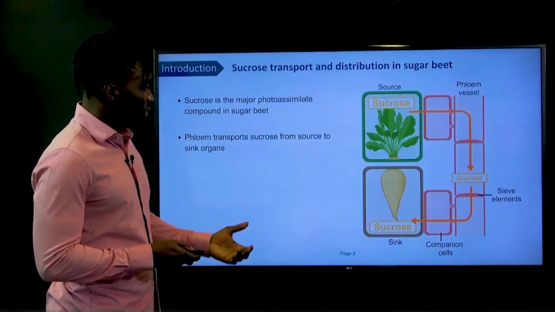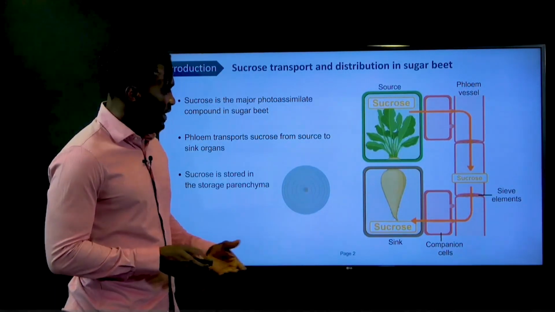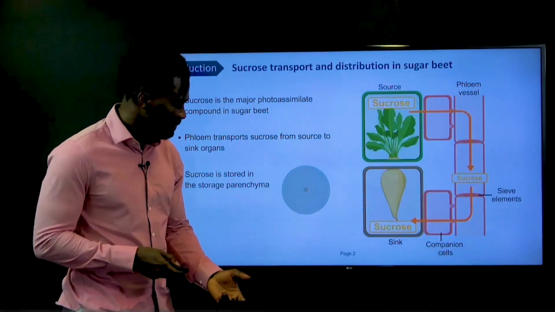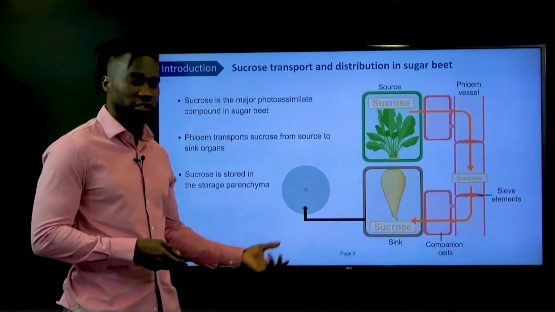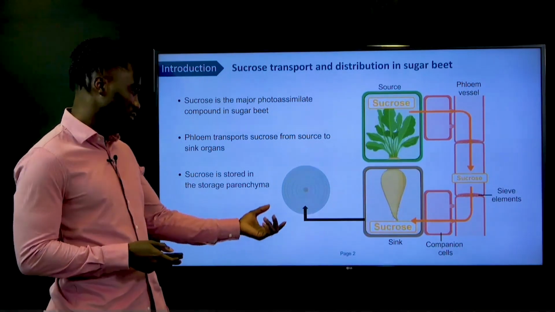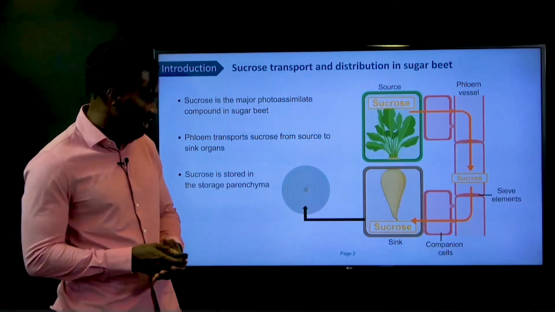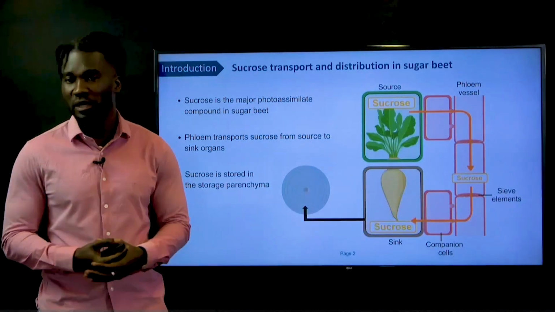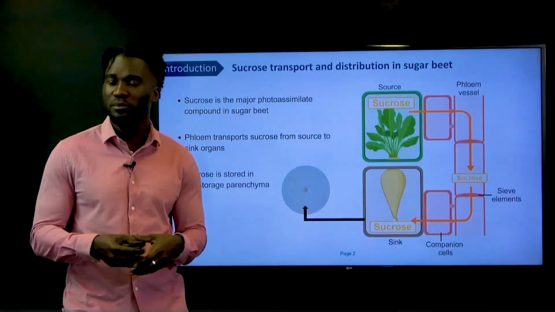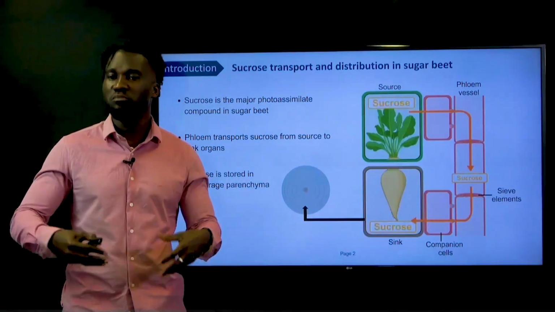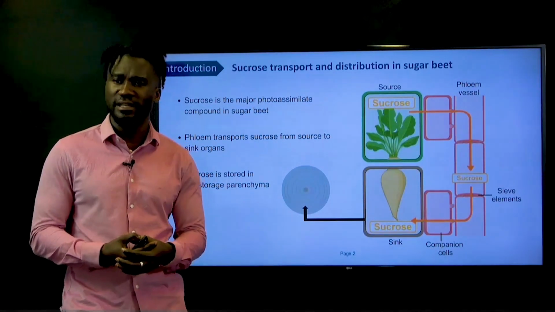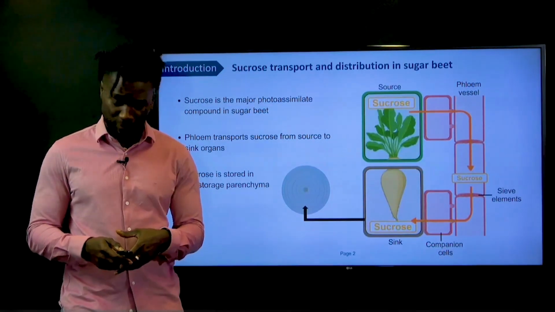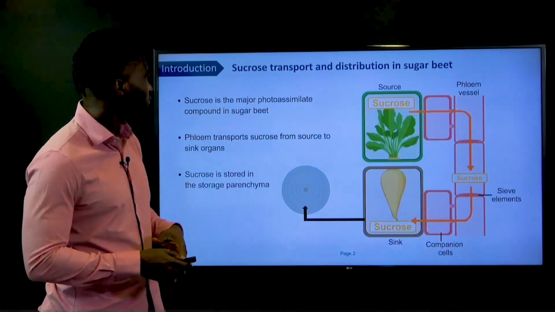And following its arrival at the taproot, sucrose is unloaded and ultimately stored within the vacuoles of the storage parenchyma, which is located right in between adjacent cambium ring structures. The accumulation of sucrose within the vacuoles of the cambium ring structures determines both the physiological performance and the economic value of the sugar beet crop, and is therefore a very important aspect of the sugar beet plant.